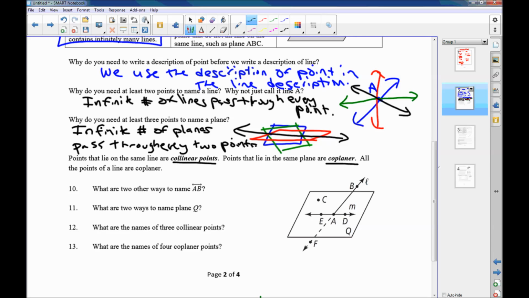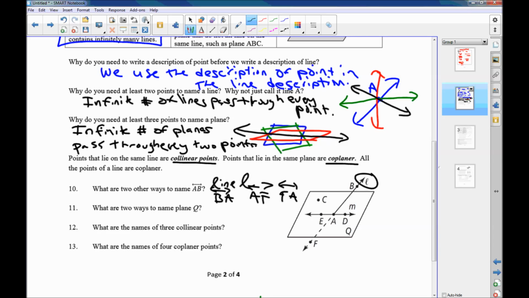Okay, so a couple ways to name line AB. We could call it line L, because there's a little L out by the AB. We could call it line BA. Now we're only asked for 2, but we could also call this line AF. F is on that same line, or FA. Okay, so there's 4 ways.